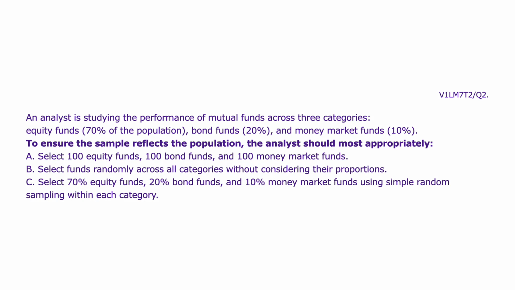An analyst is studying the performance of mutual funds across three categories. Equity funds, 70% of the population, bond funds, 20%, and money market funds, 10%. To ensure the sample reflects the population, the analyst should most appropriately: A. select 100 equity funds, 100 bond funds, and 100 money market funds. B. Select funds randomly across all categories without considering their proportions. C. Select 70% equity funds, 20% bond funds, and 10% money market funds, using simple random sampling within each category.